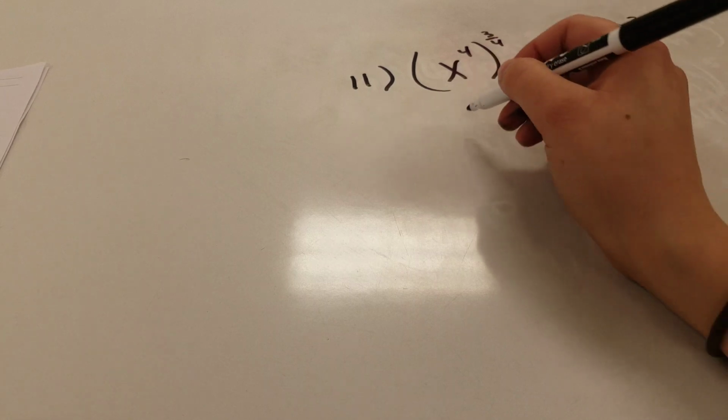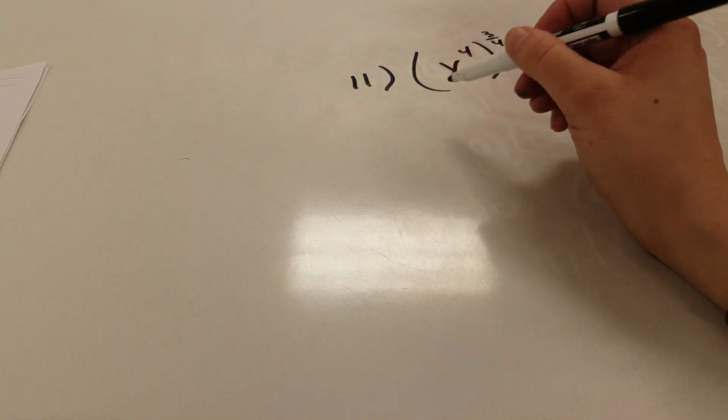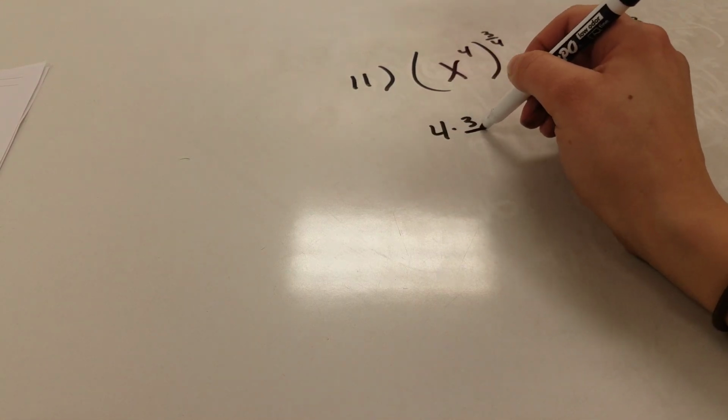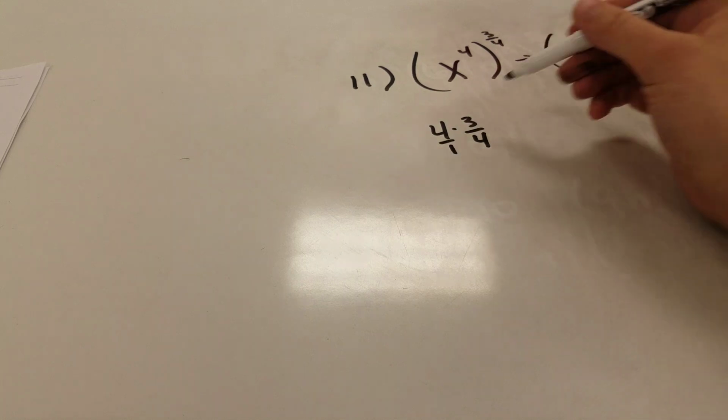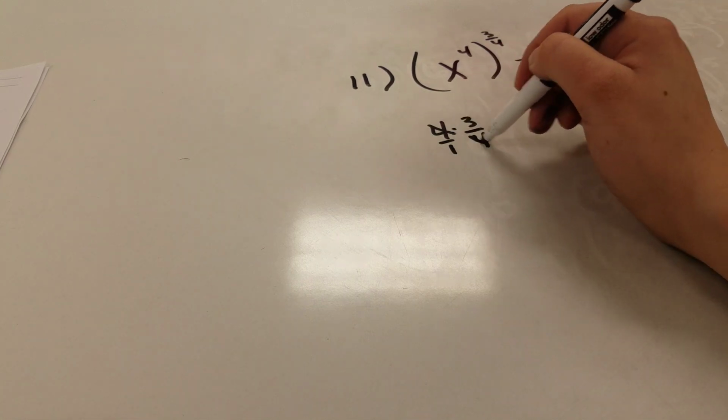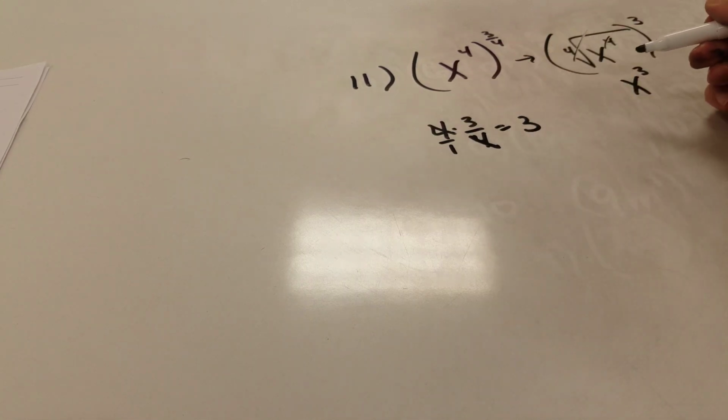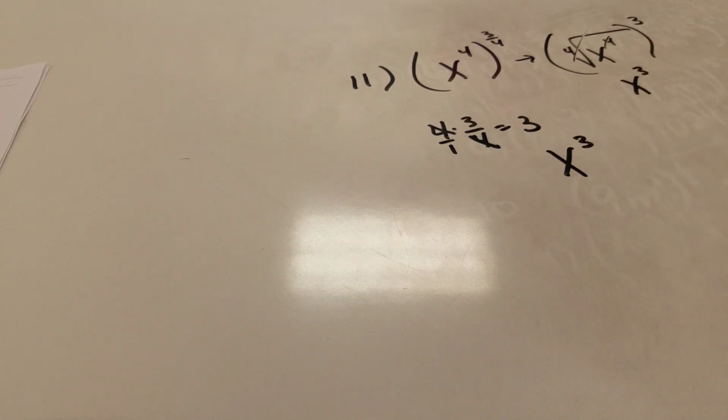Okay, the other option is it's a power of a power, so we could multiply 4 times 3/4, put 4 over 1. If you reduce, 4 and 4 reduce, and we just end up with 3, so we just end up with x cubed. Otherwise you'd have to multiply 4 times 3 is 12, and then divide by 4. So your answer for number 11 is x cubed.